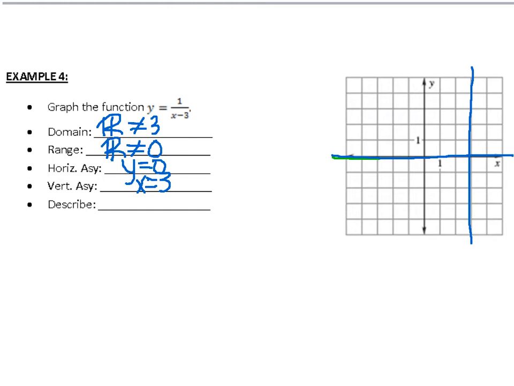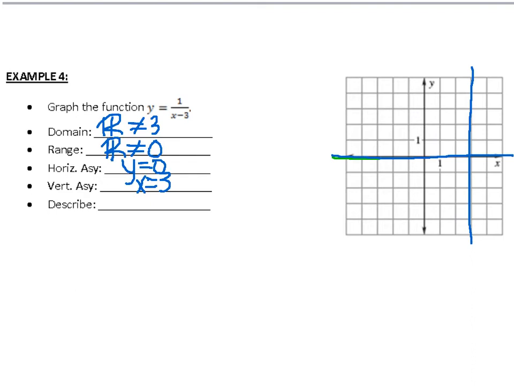And you can also look at that this way. You can think, what would make the bottom of this 0? Well, if I plug positive 3 in here, 3 minus 3 is 0. So I know I can't have 3 in my domain, and my vertical asymptote has to be there at 3. That's just another way you can look at this.